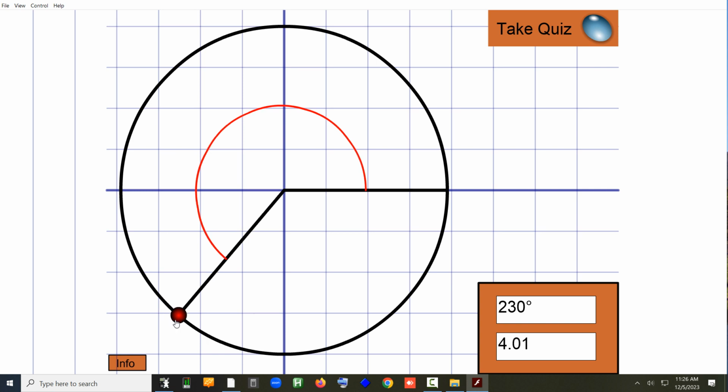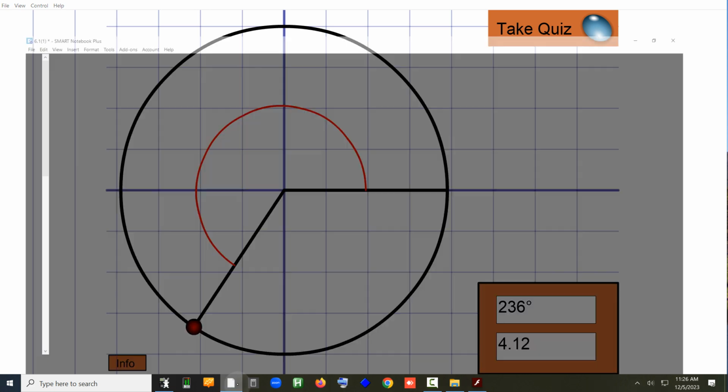But then most angles, if they're not a multiple of 30 or 45, like 236, we would usually just write it as a decimal. The accuracy depends on what they want in the problem. That is not an exact answer, 4.12. Okay, let's go back here.